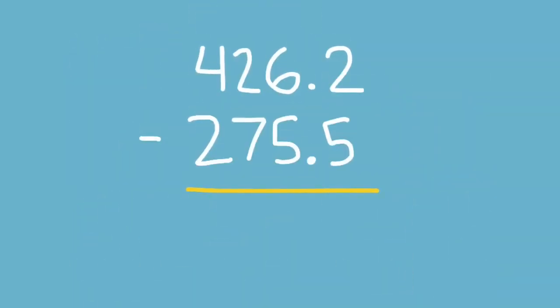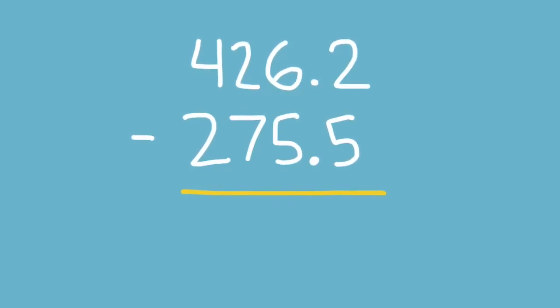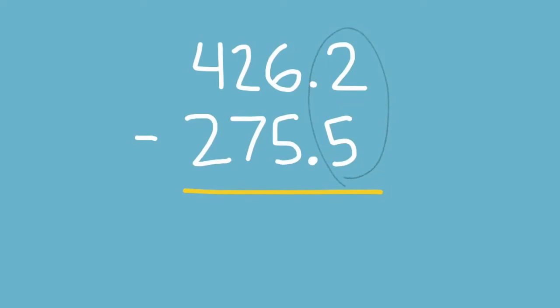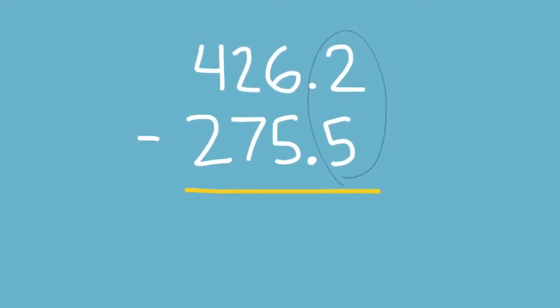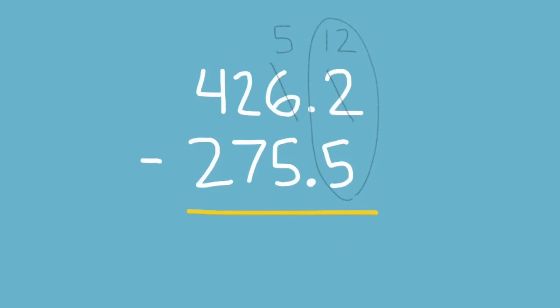Either way we did this problem, we came up with these two numbers, and we know that these are what we're going to subtract. So 426 and 2 tenths minus 275 and 5 tenths. We line them up just like our add-ins, and we make sure our tenths are with our tenths, and I subtract. What's 2 tenths take away 5? Ugh. I can't do that. I can't take 5 tenths away from 2 tenths.